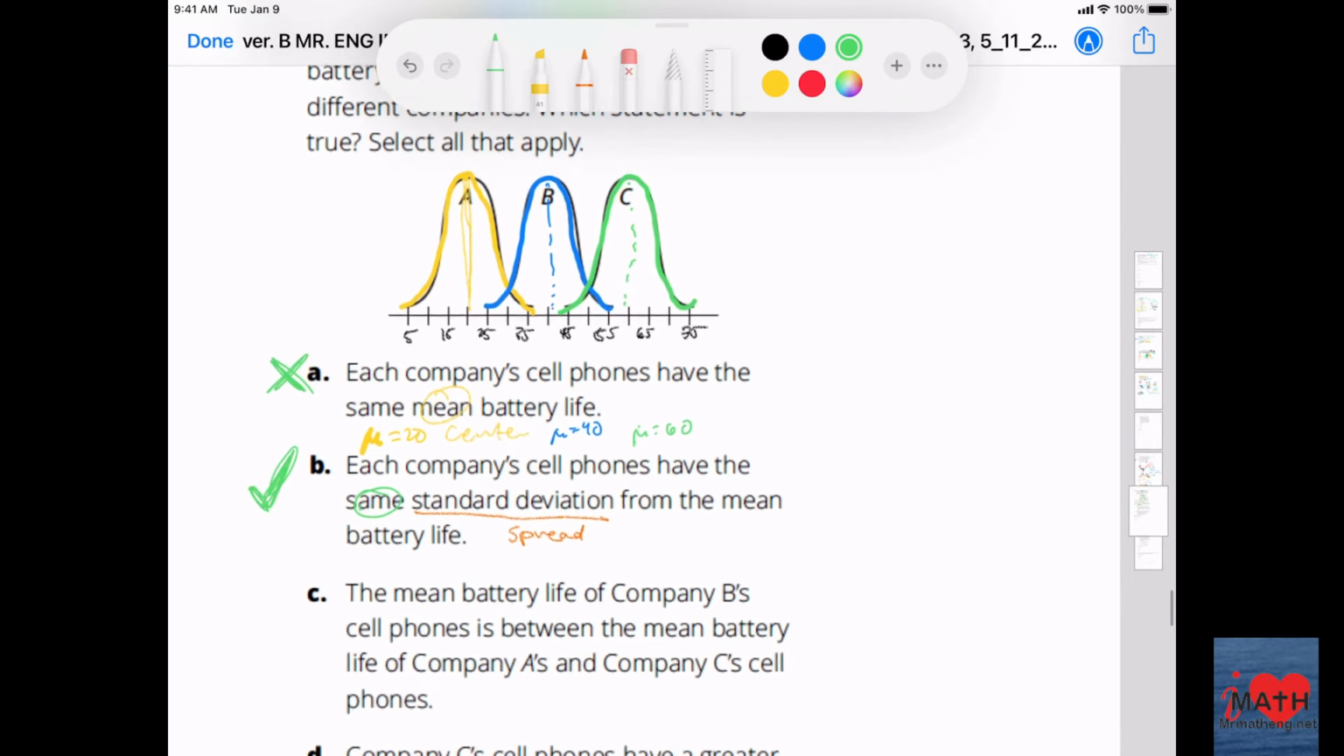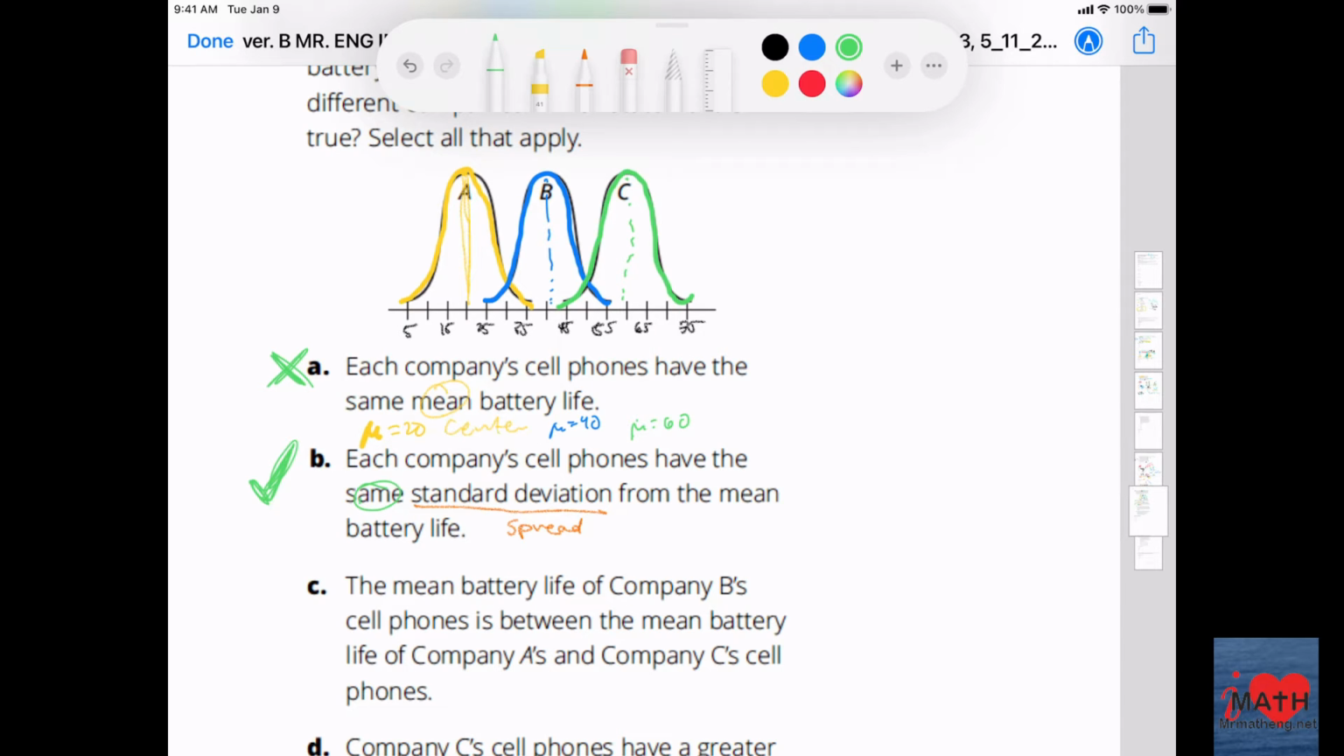Okay, let's look at C. The battery life of company B's cell phone is between the mean battery life of A and C's. Okay, so we're saying that B is in between A and C. So can you put the means just like that? Well, it is. We have 20 and B is blue, so 40 and then 60. So that is true.